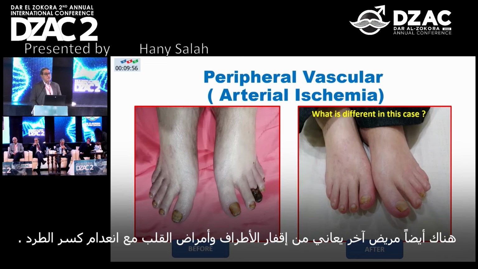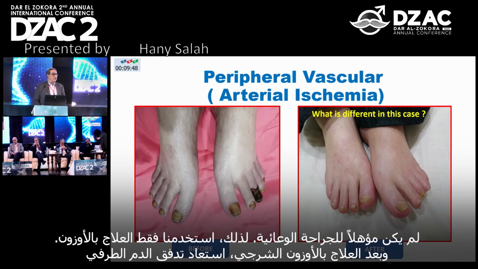This is also another patient, with peripheral ischemia and a cardiac condition with low ejection fraction. He could not be a candidate for vascular surgery. We used only ozone therapy, and after rectal ozone therapy, he regained peripheral circulation.